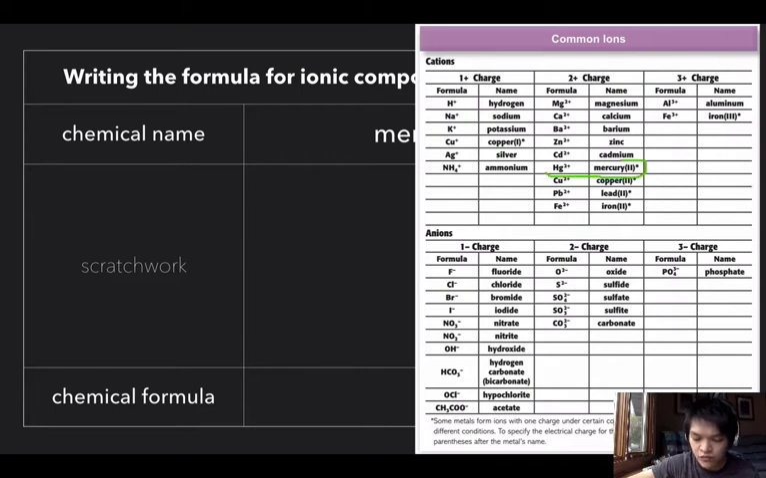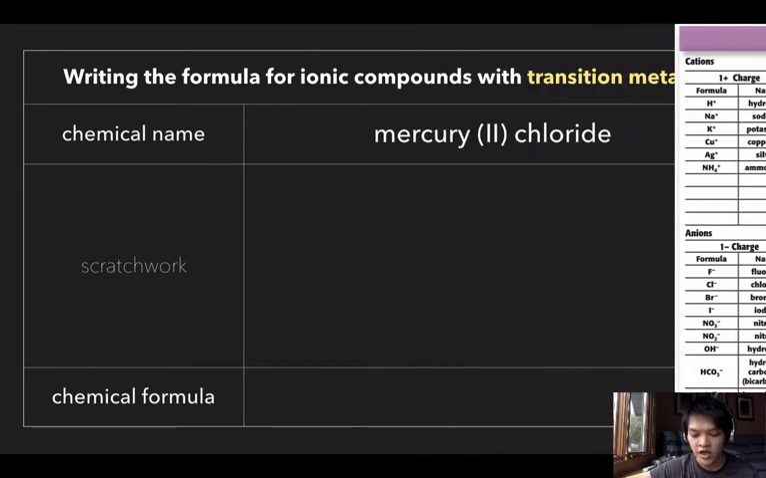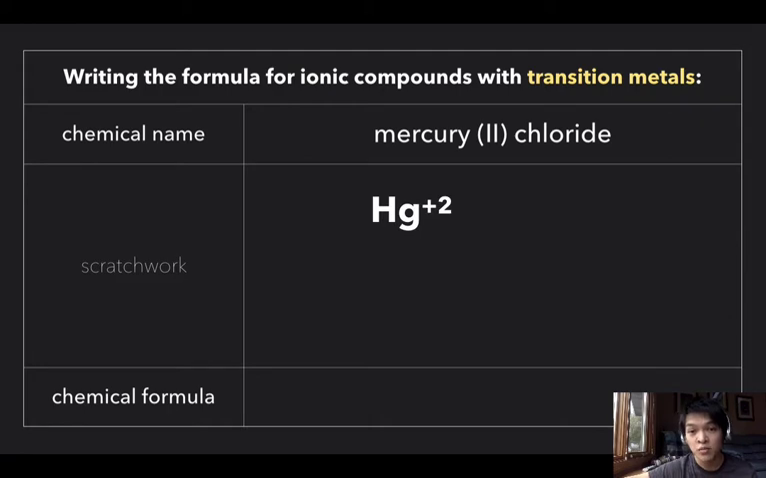It's right here. Okay, mercury 2. So it does indeed have a positive 2 charge. Okay, so mercury 2 is Hg plus 2. Chloride, if you remembered it, is Cl negative 1. Do these charges cancel out? They don't. We're going to need more negative in this case, so let's do that.